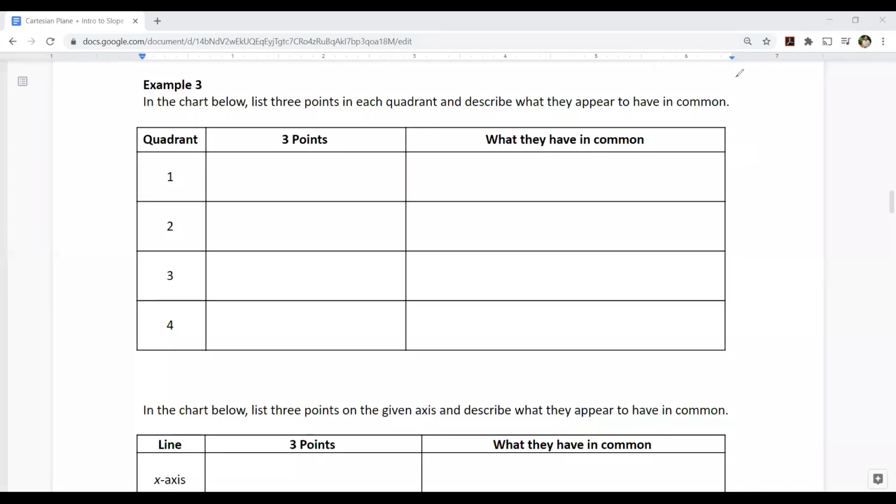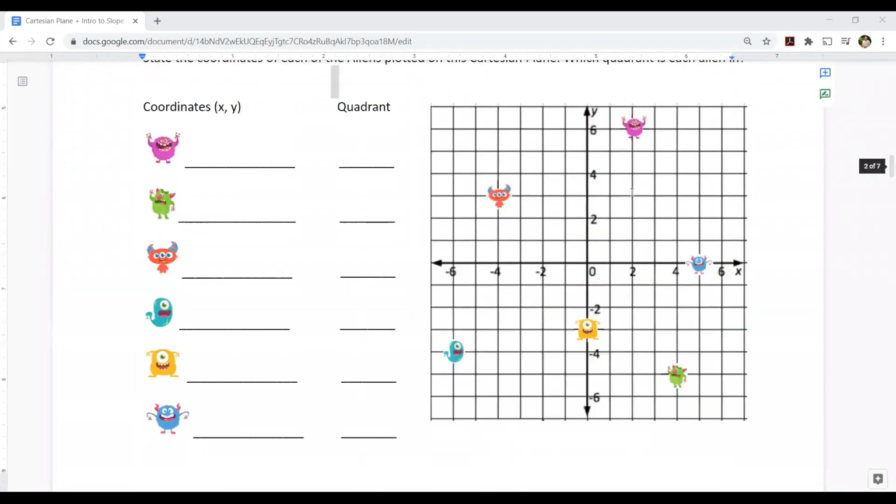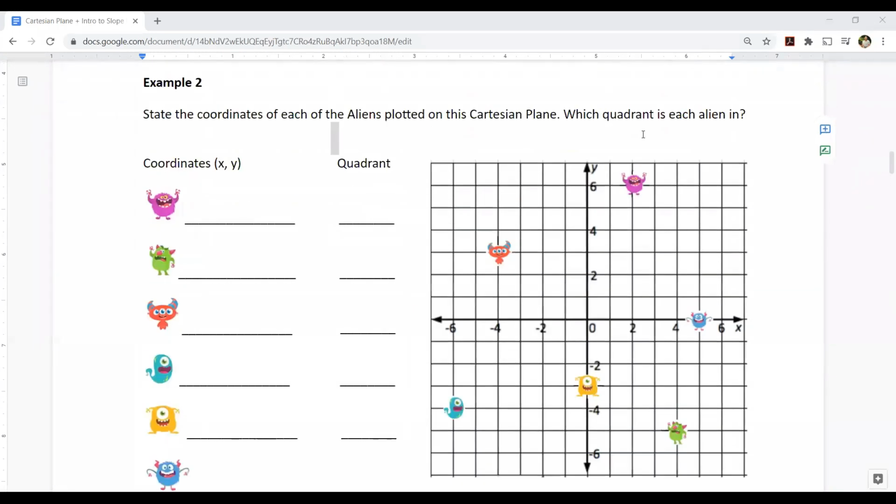Let's do example 3. It says, in the chart below, list 3 points in each quadrant and describe what they appear to have in common. The first quadrant we're going to do is quadrant 1 here. If you remember, this is going to be quadrant 1, this is going to be quadrant 2, quadrant 3, and quadrant 4.